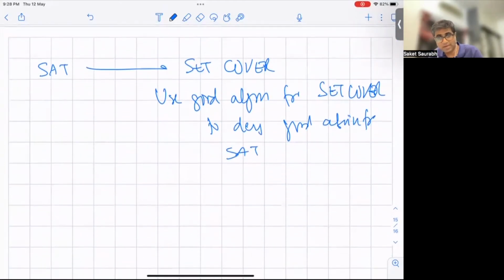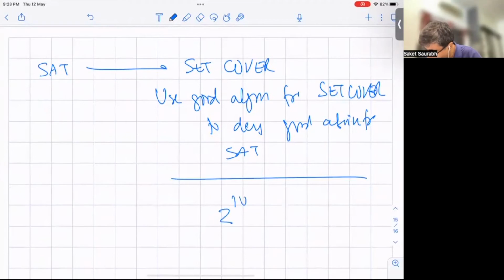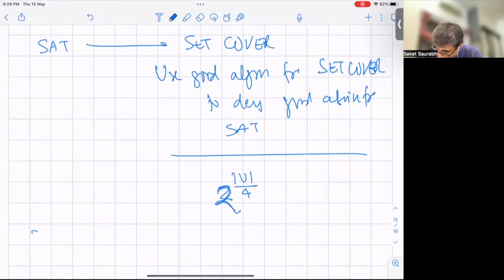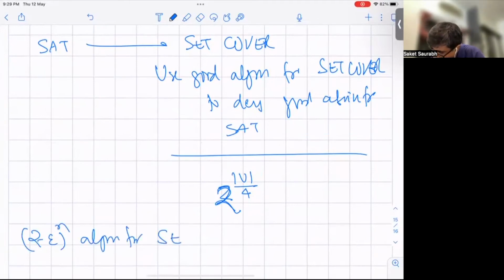So for set cover, suppose we have an algorithm which runs in time, say, 2 to the power big U divided by 4. Assuming this algorithm, can you design a (2 minus epsilon) to the power n algorithm for SAT? That's my question, right? Using a 2 to the power big U by 4 algorithm for set cover, can we design a faster than 2 to the power n algorithm for satisfiability? Anybody?